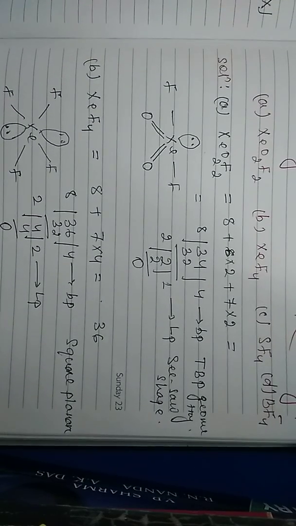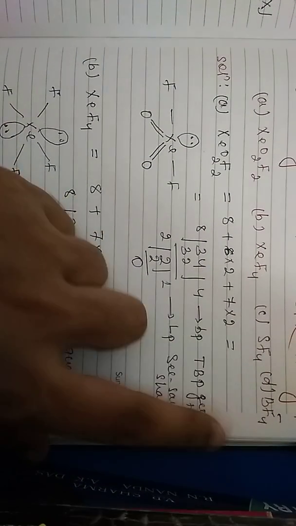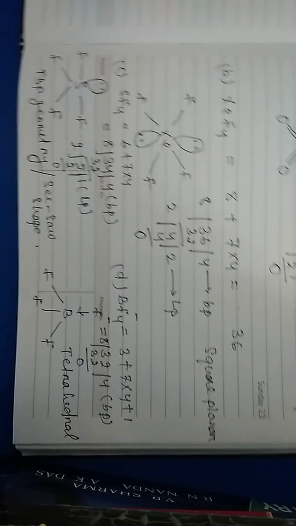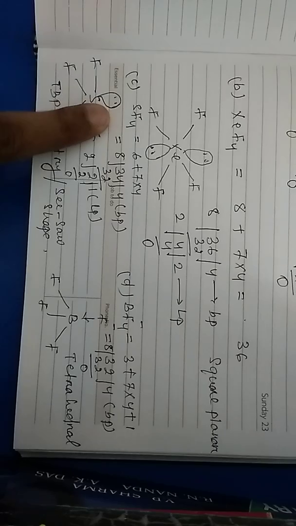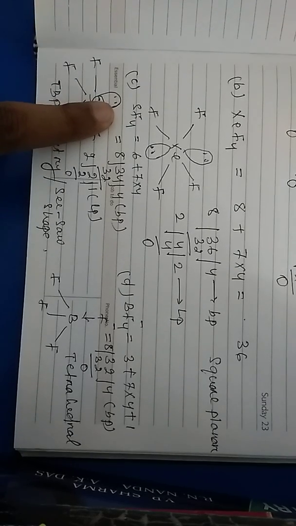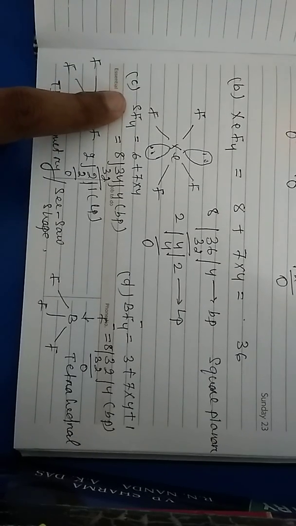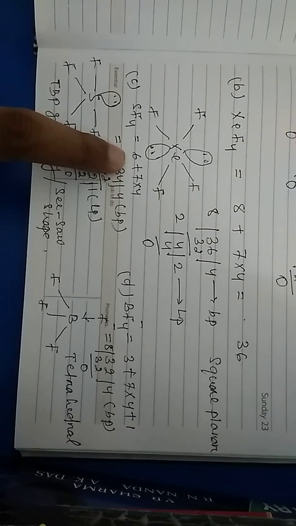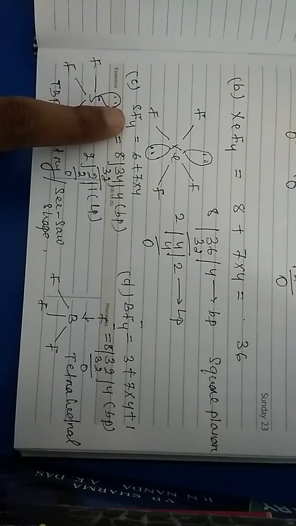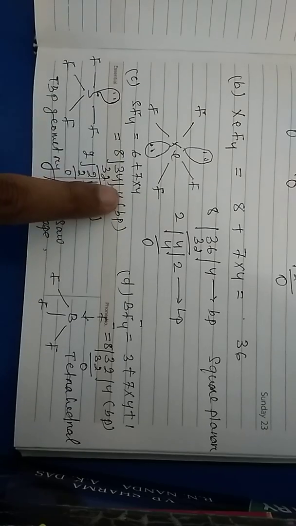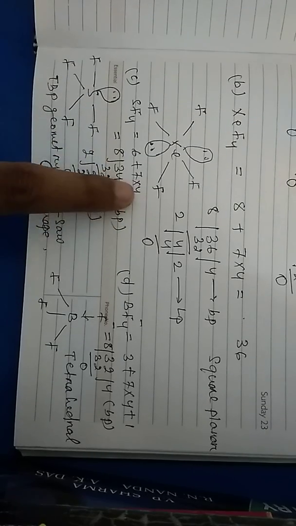Again, there are two other species there, SF4 and BF4 minus. I also discuss the shape of these molecules here. In the C option, SF4 molecule, we all know there are 6 valence electrons in the sulfur atom, so I write down 6. There are 7 valence electrons in the fluorine atom, so 7 into 4 plus 6 is equal to 34.